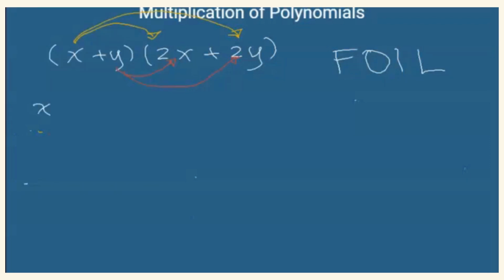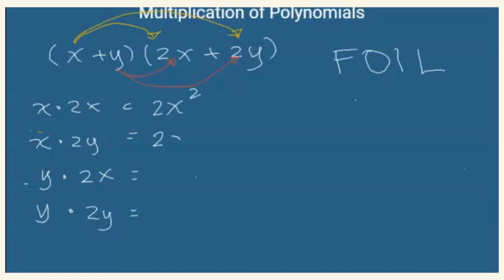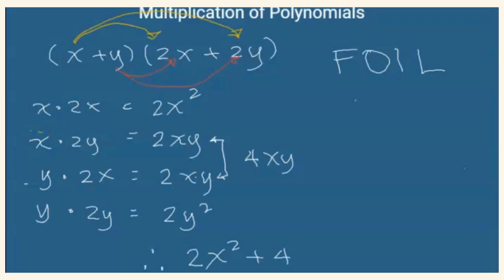All right, so let's do that. So we have x times 2x, and then we have x times 2y, and then for the second term of the first binomial is y times 2x, and then y times 2y. Okay, so x times 2x is 2x squared, x times 2y is 2xy, y times 2x is 2xy, and y times 2y is 2y squared. And as you can see, these are like terms or similar terms, so we can combine that. So 2xy plus 2xy is 4xy. So therefore, our final answer is 2x squared plus 4xy plus 2y squared.